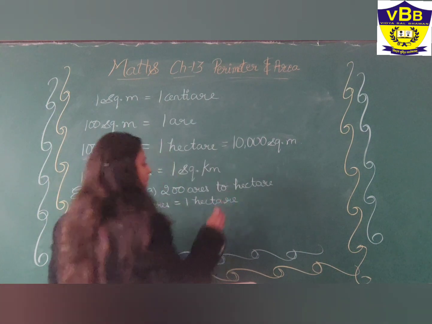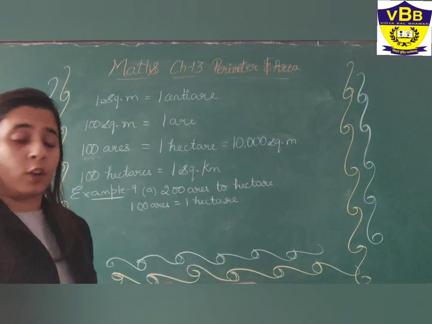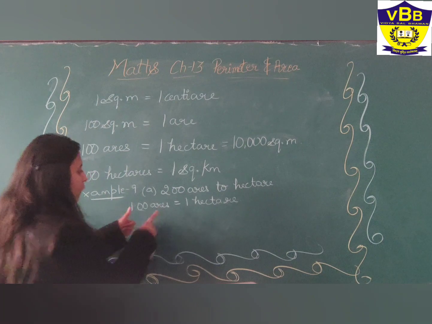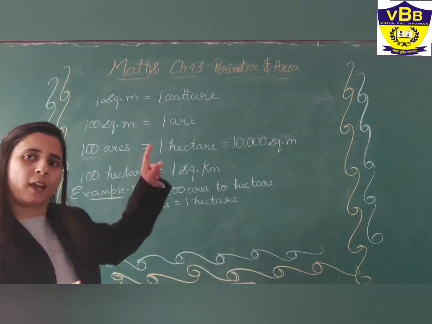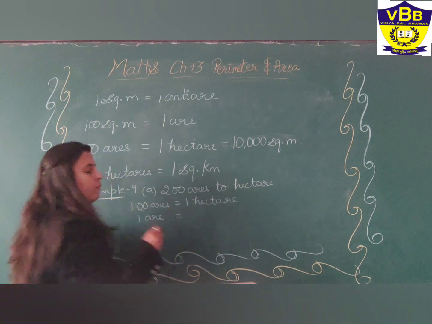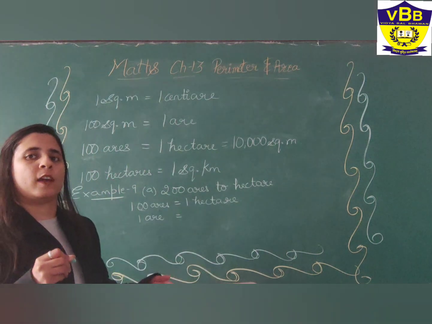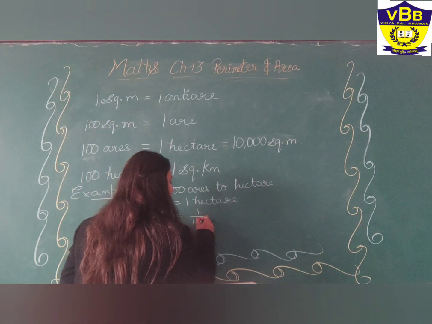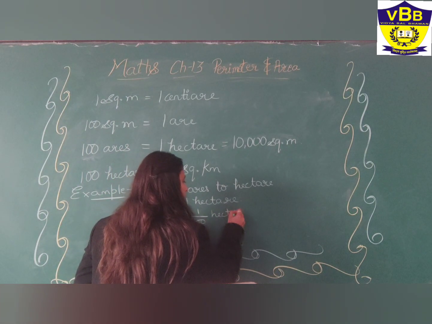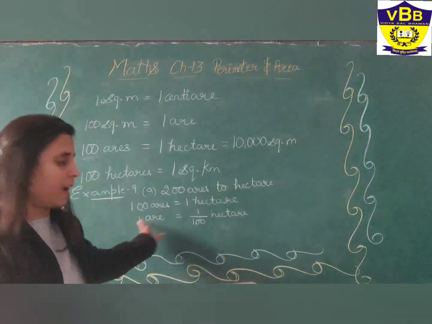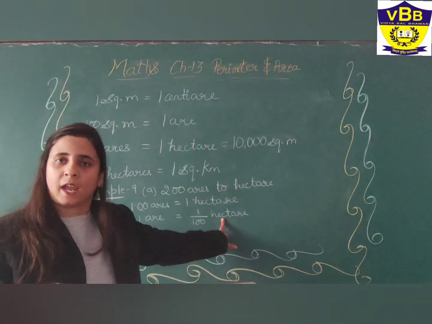So if we need to find the value of many, what do we do? We multiply. If we know the value of 100 and we need to find the value of 1, so 1 acre will be equal to... when we know the value of many and we need to find the value of 1, we divide. So it will be 1 upon 100 hectare. We have got 1 acre has 1 upon 100 hectare.